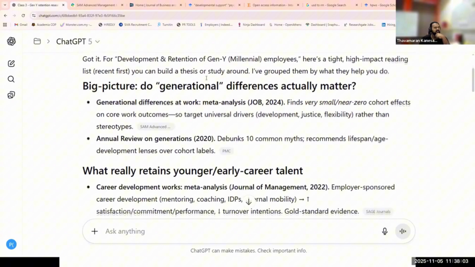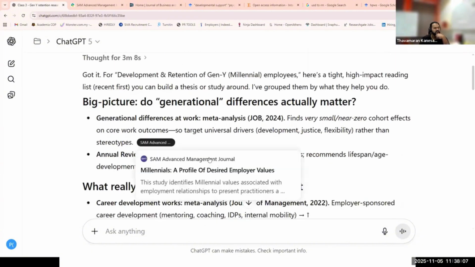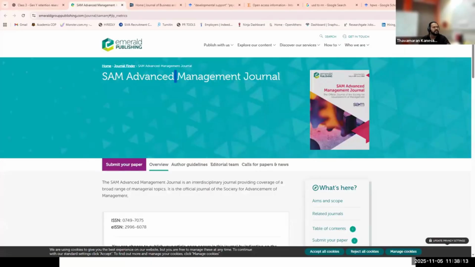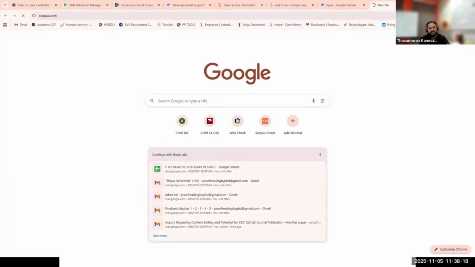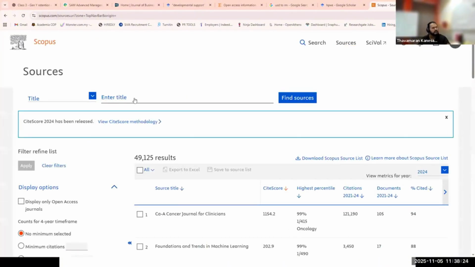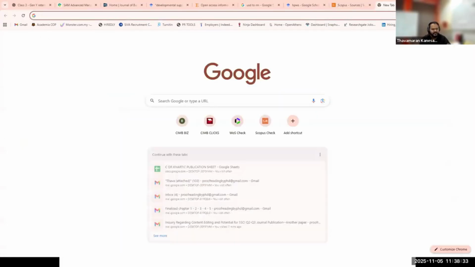Okay, so then the tool gave me this whole breakdown of all literature. I just analyze these two only. This is the first journal, SAM Advanced. Remember high impact. I take this journal, I go to Scopus first. It has to be Web of Science, but I just go to Scopus only. Go to Scopus, sources, title, paste, search. Cannot find. Cannot be found.